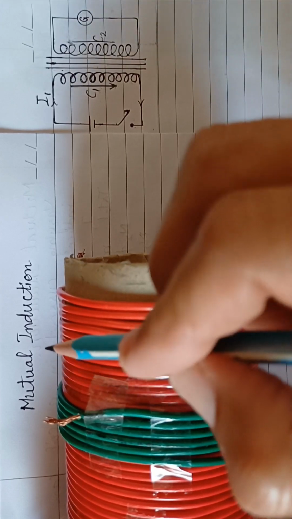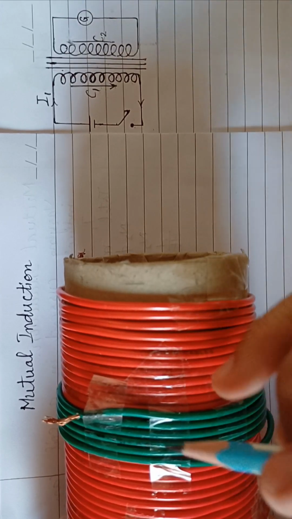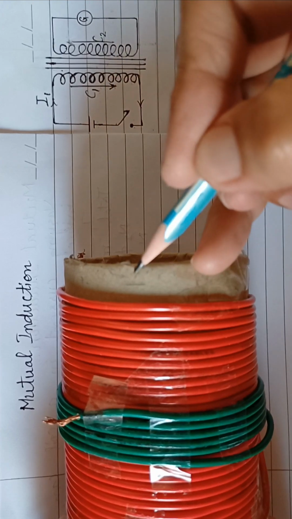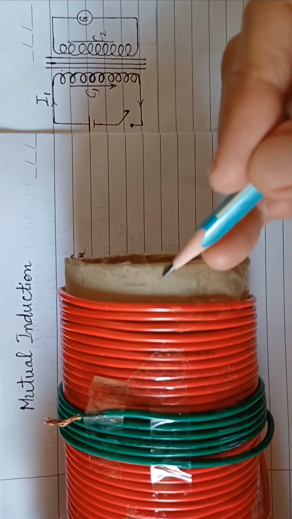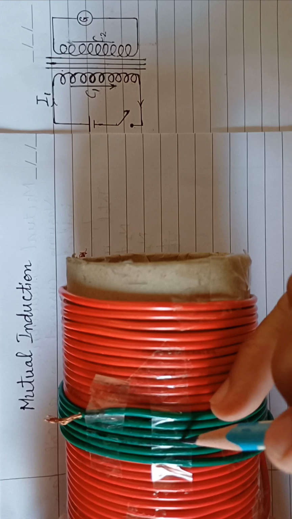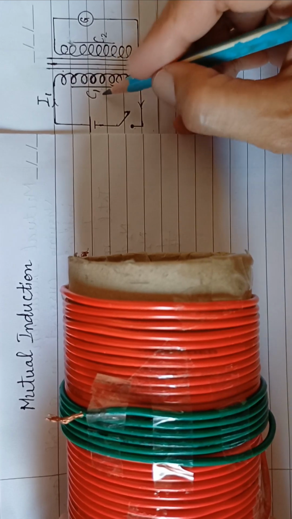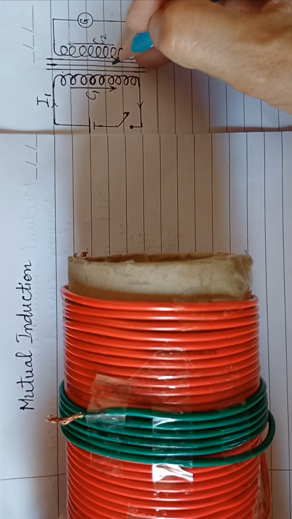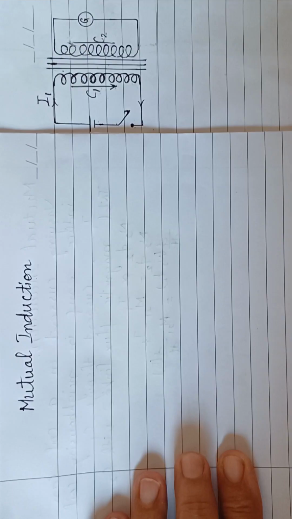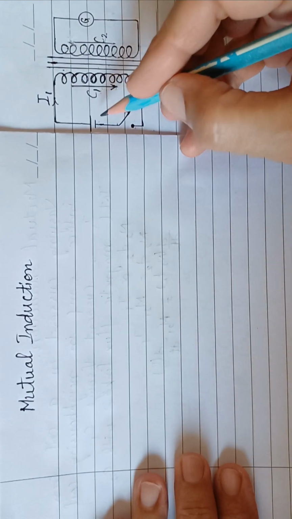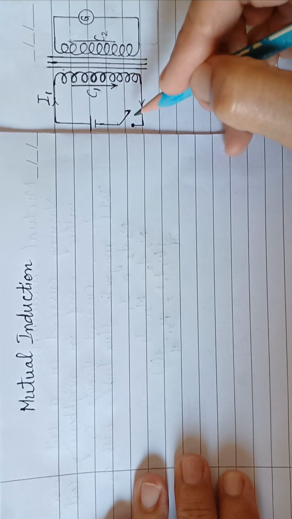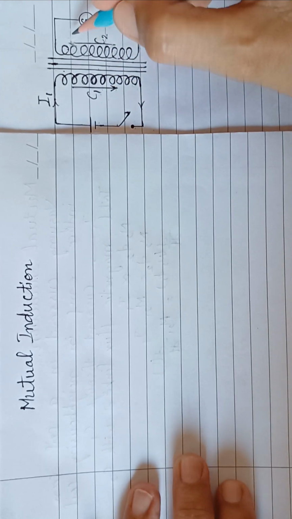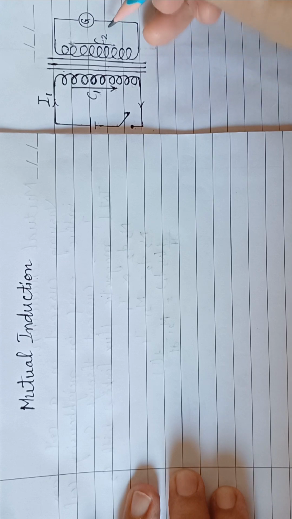Let's discuss mutual induction. These are two coils wound on a common core. Say the core is a wooden cylinder. Let's show these coils as C1 and C2. These lines represent the common core. A battery is connected across coil C1 through a tapping key, and a galvanometer is connected across coil C2.